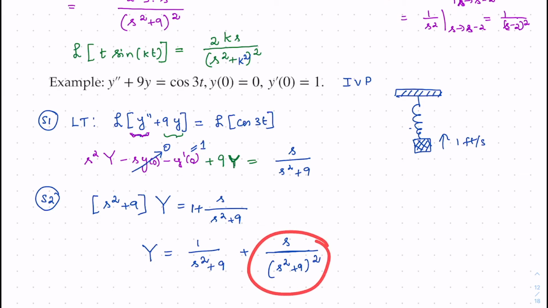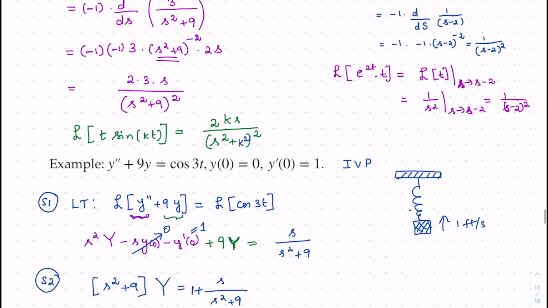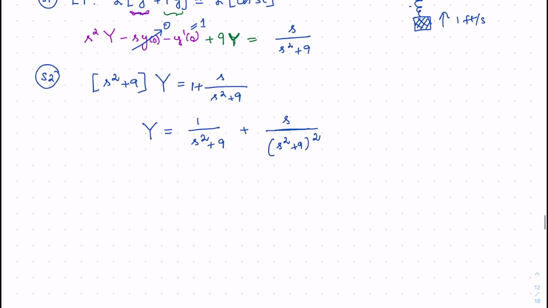So this is a 9, which means I need a 6s on the top. I would like to see a 6s on the top, but I don't have a 6s. I have only s. That's not a big deal. We know how to manipulate this. All right, so now we know the Laplace inverse.